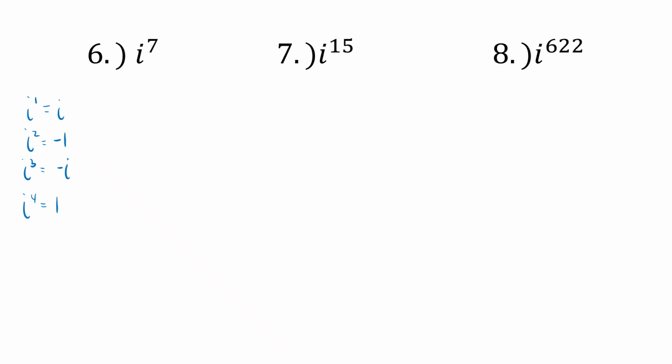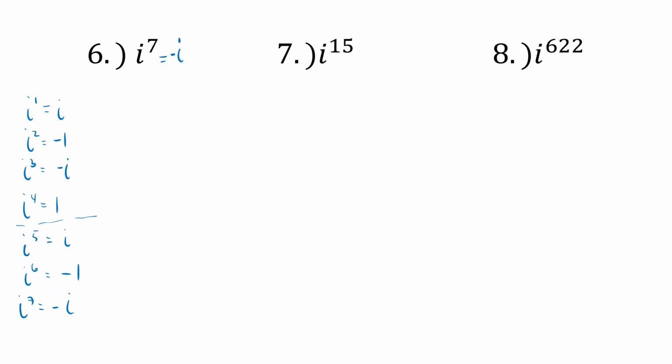And what you could do is recognize, okay, well, that's a pattern. So i to the fifth brings us back to i, i to the sixth is -1, so i to the seventh is -i, and that would be fine. Okay, so we have i to the seventh is -i. And you could probably do that for the i to the 15th. I mean, this is not going to take us a super long time.